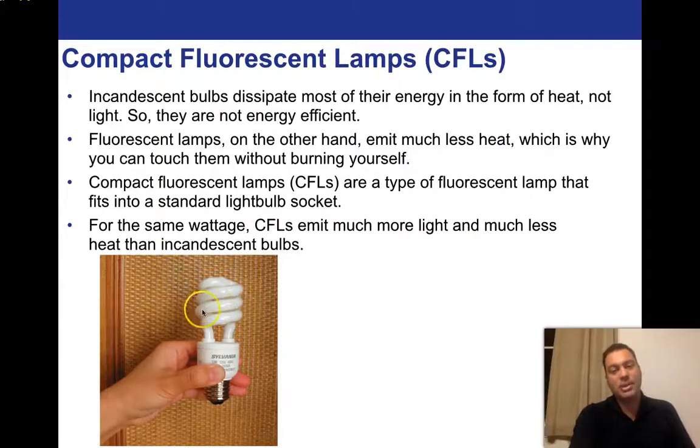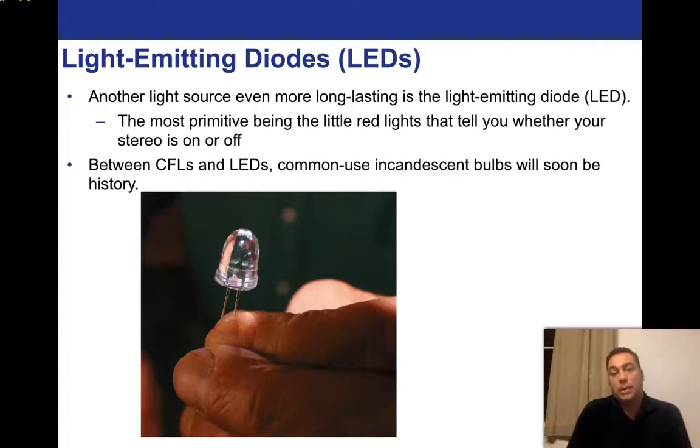They're not very good looking in your light apparatus, so you have to have a nice lampshade or some way to cover them up, unfortunately. Another light source that's even more long-lasting is the LED, the light-emitting diode. This has been invented in the last 10, 15 years, something like that. The most primitive being the little red lights that tell you whether your stereo is on or off, right? If there's power going through it, it lights up, and so it tells you if it's electrically live or not. So between CFLs and LEDs, common use incandescent bulbs will soon be history. In fact, if I know the law correctly, incandescent bulbs are essentially outlawed. You can't purchase them anymore at the store, or if you can, it's very difficult to acquire them. I don't know the details about all of that, but right now CFLs and LEDs are what's available to you.